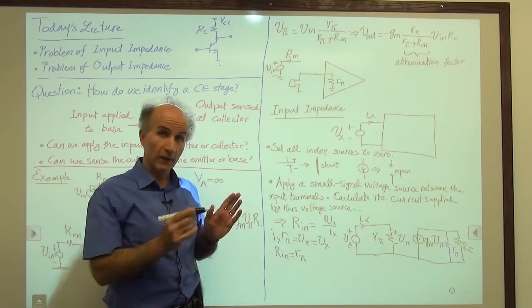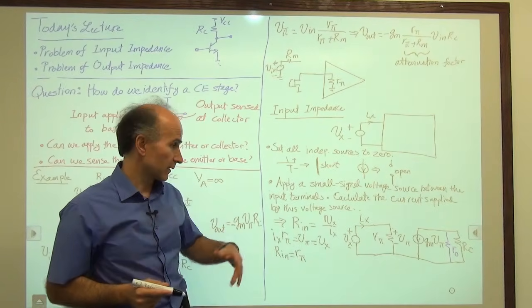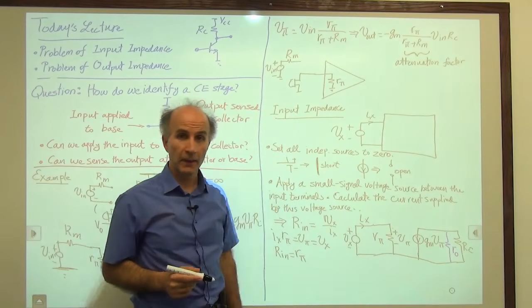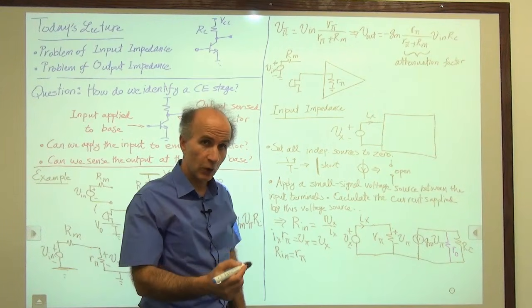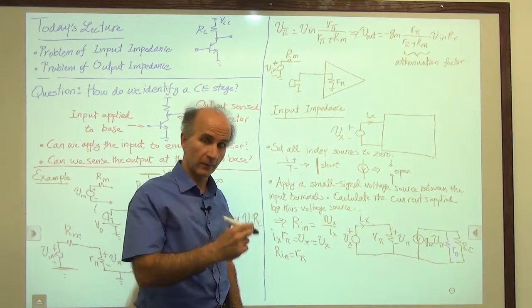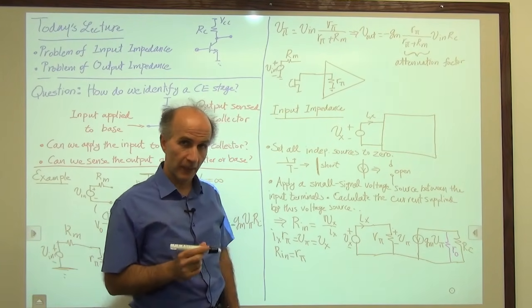No. So in this simple case, the input impedance is just R pi, does not depend on RC, does not depend on RO. Does it depend on GM? Yes, because R pi itself is equal to beta over GM. So it depends on the bias current, it depends on GM, but not on RO or RC. That's good to remember.